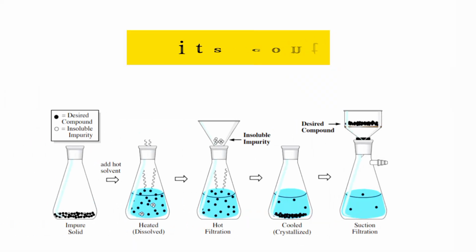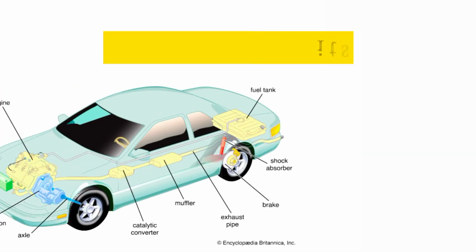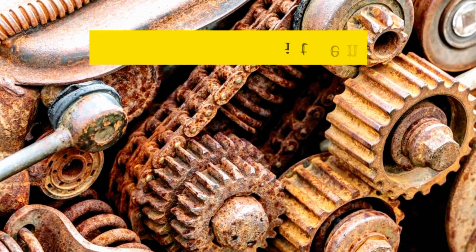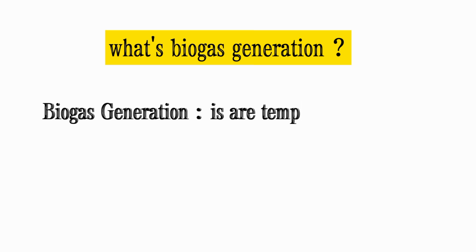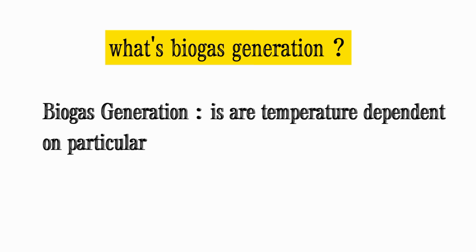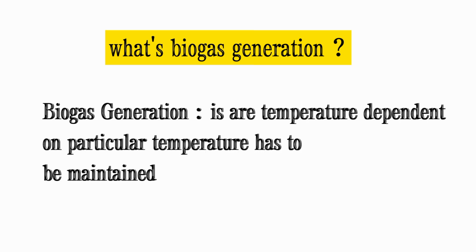The disadvantages of biogas: it contains impurities and is not safe for automobiles because it enhances corrosion of metal. Biogas generation is temperature dependent, and a particular temperature has to be maintained.